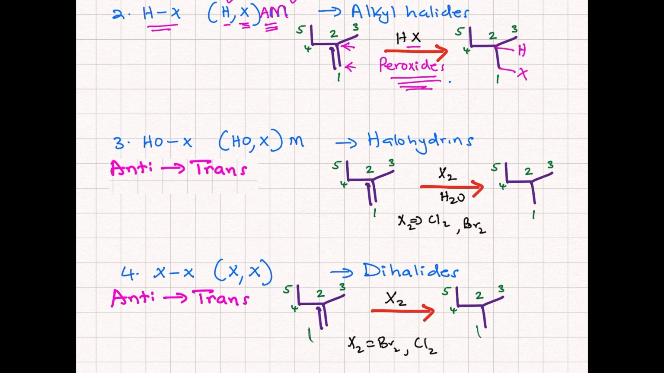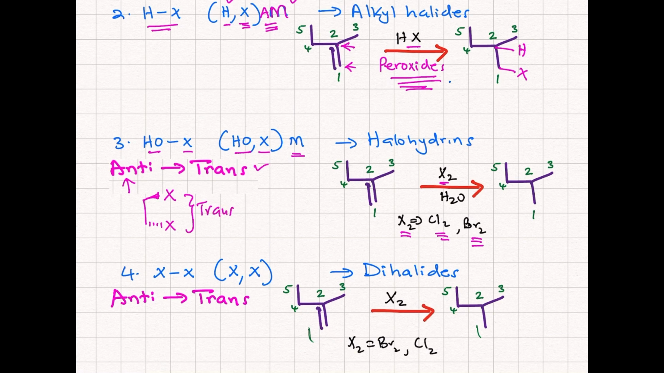Number 3, addition of HO and X. You add HO and X following Markovnikov fashion, and this reaction requires X2. So X2 can be Cl2 or Br2, so chlorine or bromine. All reactions that involve bromine or chlorine are anti-addition. That means that if you're adding across this carbon, one group will come out. So one of the X will go out, and then the other X will go in. So we say anti-addition, and it results in what's called trans product.